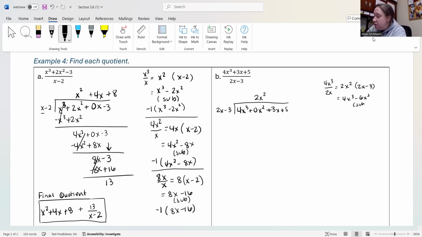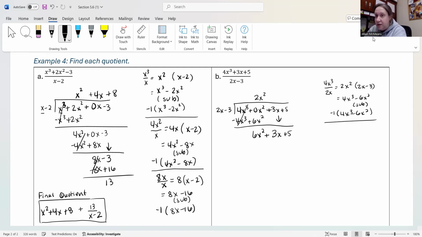But remember, we subtract, so we want to distribute a negative 1 through that before we try to combine it with our dividend. So we get 4x to the third minus 6x squared. Negative 1 times 4x to the third is negative 4x to the third. Negative 1 times negative 6x squared is plus 6x squared. We can now combine. 4x to the third minus 4x to the third is 0. 0x squared plus 6x squared is 6x squared. And then just bring down the rest of the dividend, which is 3x plus 5.